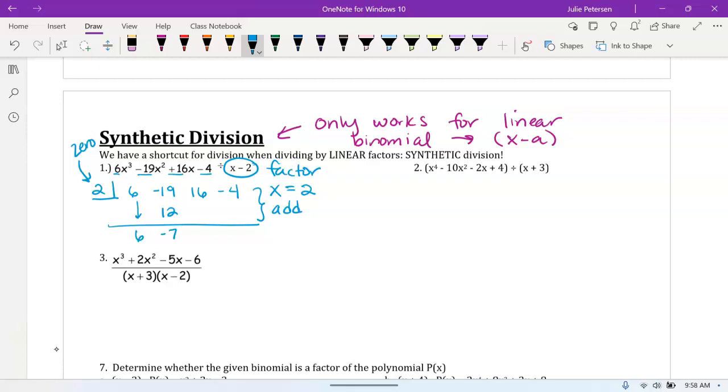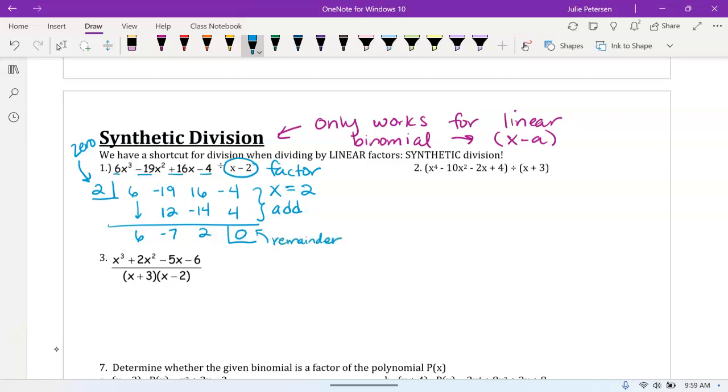Now I do the process again. Now I do the 0 up in this corner here times this number, and we get 2 times negative 7 is negative 14. All right, I'm going to add these again. 16 and negative 14 makes 2. And then 2 times 2, last process, this times this, and that's going to go in our last spot here, 4. And then the last number here always gets a little box around it, and it represents your remainder.